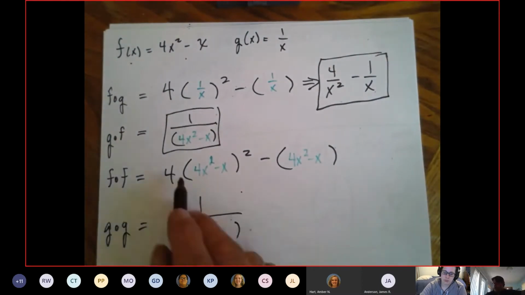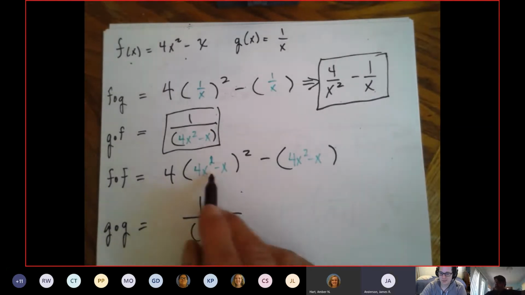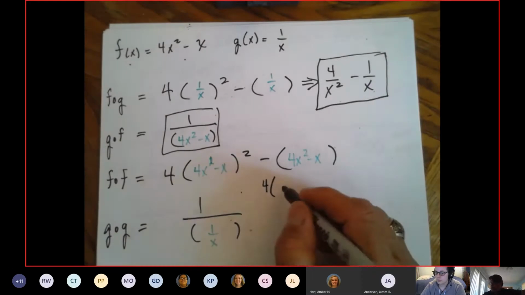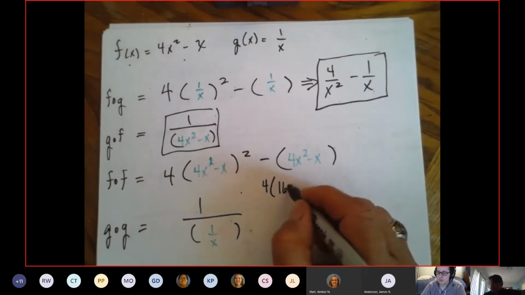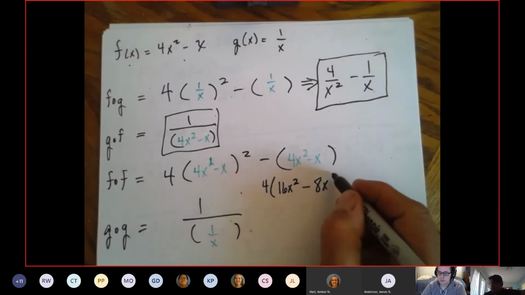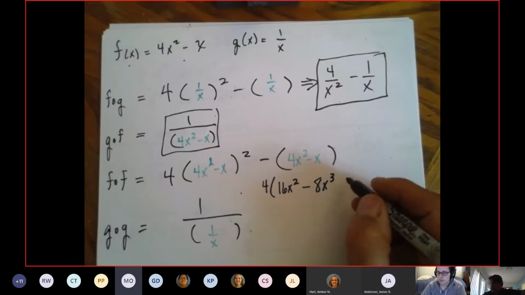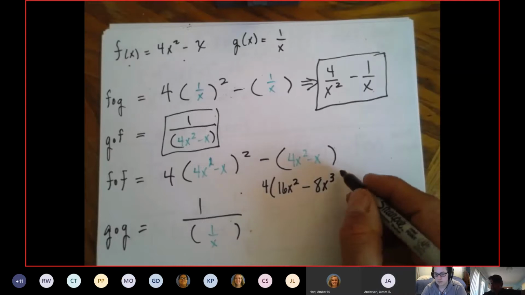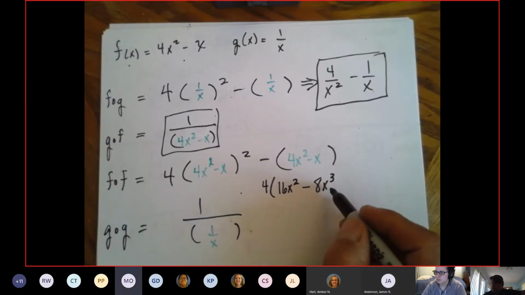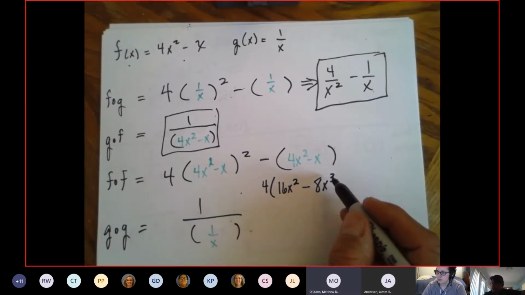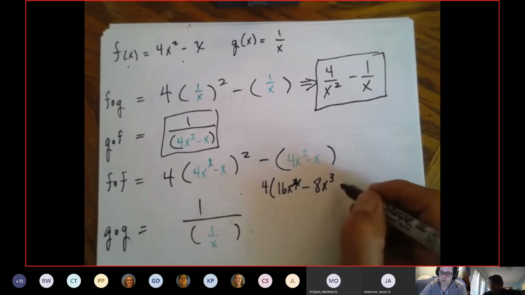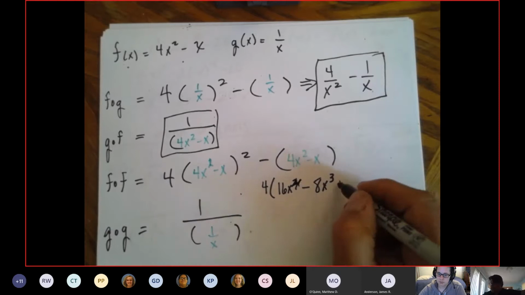This is going to be shortcut number 2. So that's going to be 4 times 16x squared minus 8x to the third. Y'all check my algebra there. Would that be x to the 4th? Well, 4x squared times 4x squared, 16x to the 4th. Yes, I was on the second one. Thank you. And minus b, plus x squared.